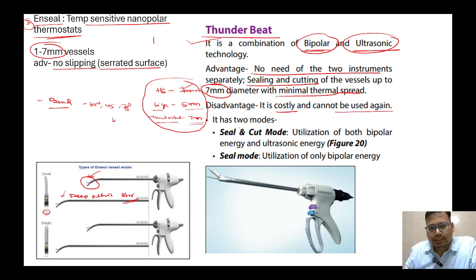So two modes: one is sealing and cutting mode, this used by both bipolar and ultrasonic. So bipolar will cause sealing and ultrasonic will cause cutting. Ultrasonic mode causes cutting because of the vibration of the jaw, because of the increased frequency, high vibration. So it will cause heat generation, vaporization, and tissue rupture. So that is the concept of ultrasonic cutting. Sealing mode is only bipolar energy. So this is the Thunderbit. Both bipolar and ultrasonic mode is there.